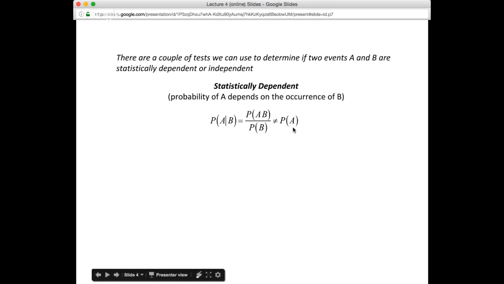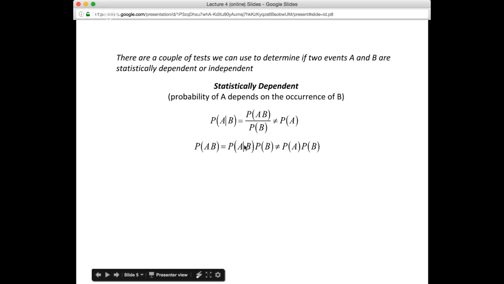In this case, if they're not equal, then we can conclude that they are statistically dependent. A and B are statistically dependent. Maybe a more straightforward way to look at that is to simply rearrange this equation into the product rule. So now we have the probability of the intersection of A and B, so both of them occurring, is going to be equal to the conditional probability of A given B times the probability of B.